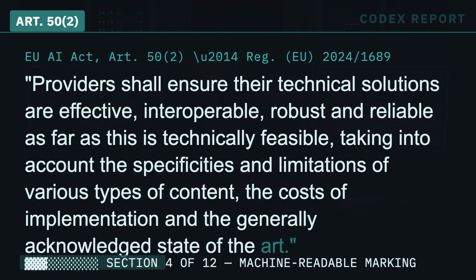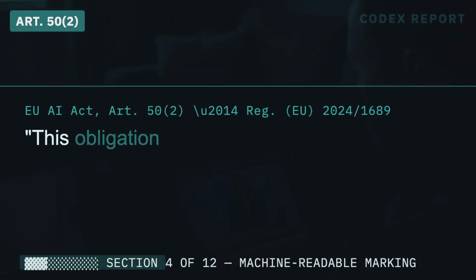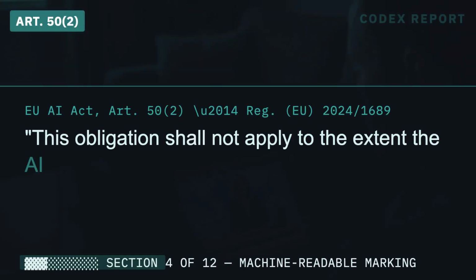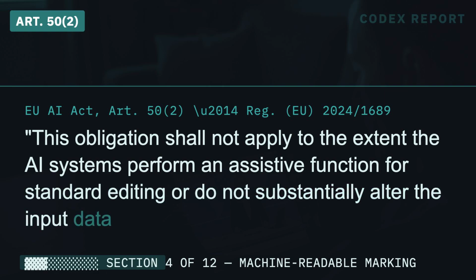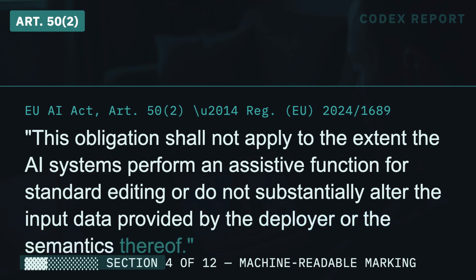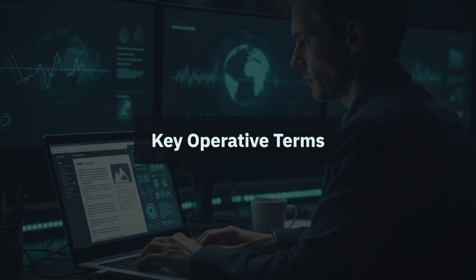This obligation shall not apply to the extent the AI systems perform an assistive function for standard editing or do not substantially alter the input data provided by the deployer or the semantics thereof, or where authorized by law to detect, prevent, investigate, or prosecute criminal offenses. Let us parse the key operative terms.